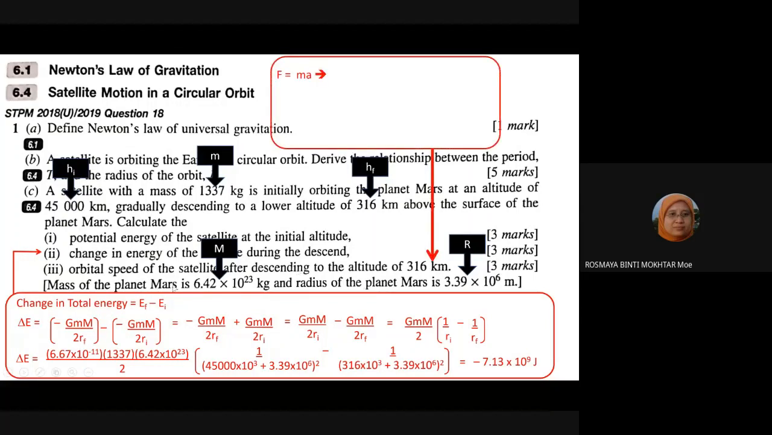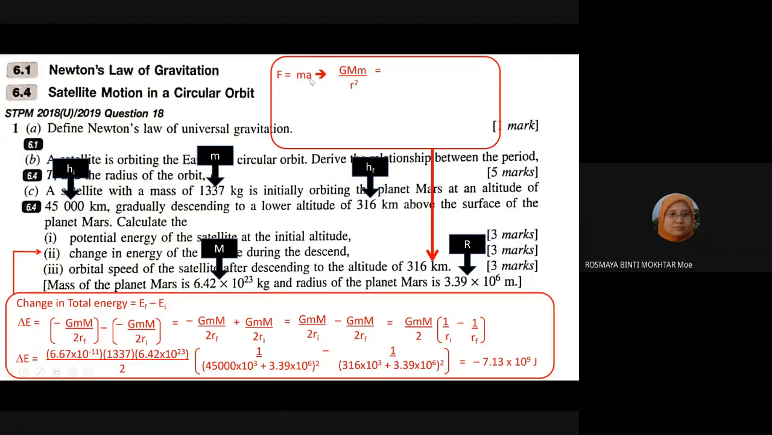Okay, question C3. Orbital speed of the satellite after descending to altitude 316 kilometer. So for orbital speed, you use circular motion concept. The centripetal force is provided by the gravitational force, GMm per r squared.